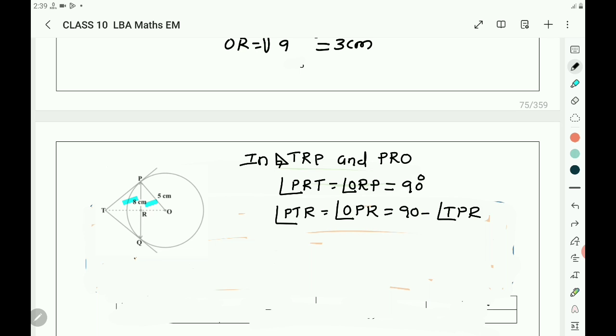You can write that triangle TRP is similar to triangle PRO, according to AA similarity criteria.